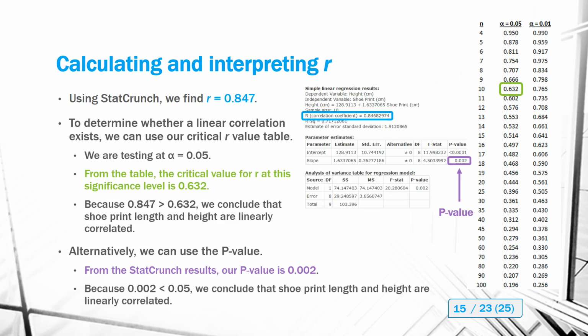So because our p-value is less than our significance level alpha, so 0.002 is less than 0.05, that means we're inside the critical region. We can reject the null hypothesis, which we haven't really made because we're not hypothesis testing, but it comes out the same. We conclude shoe print length and height are linearly correlated. Notice whichever way you choose to go, you're going to get the same conclusion.